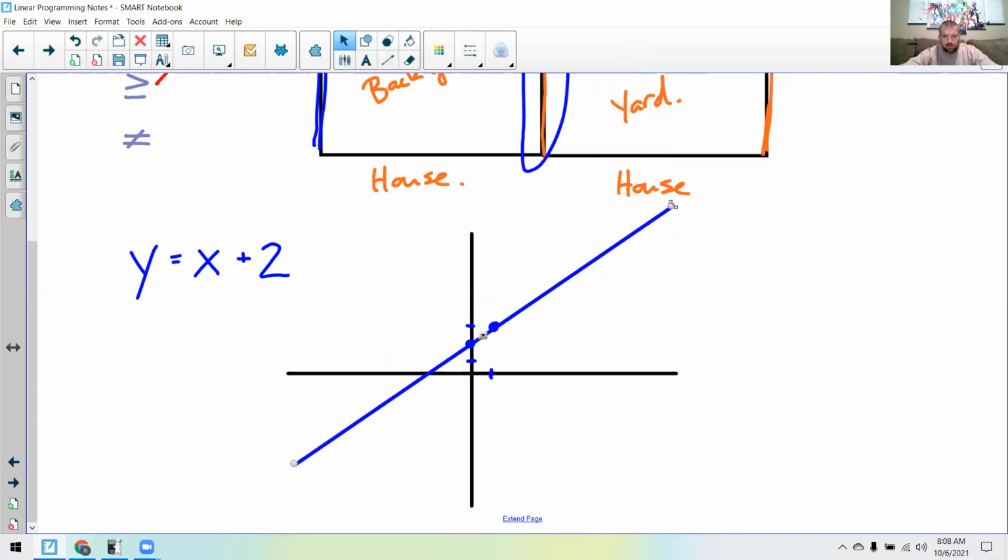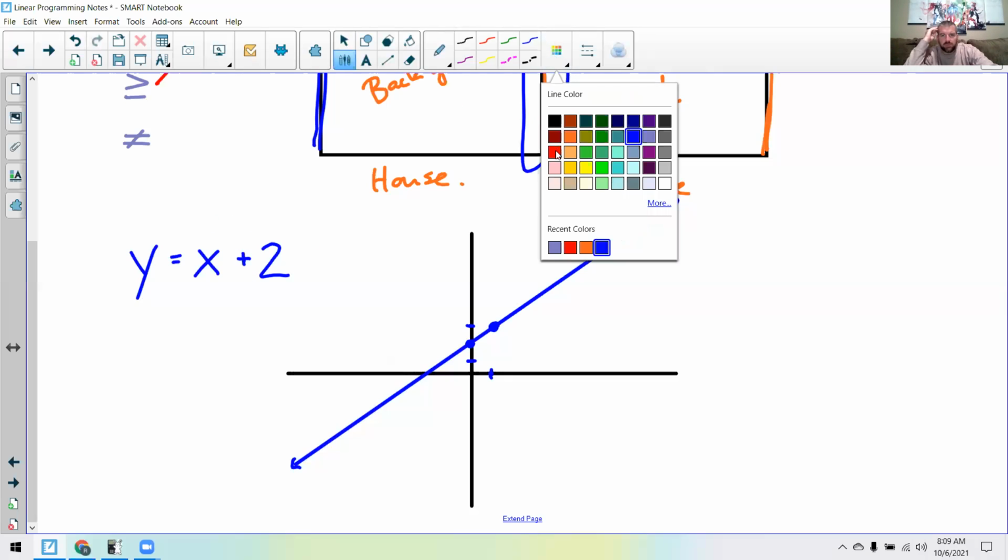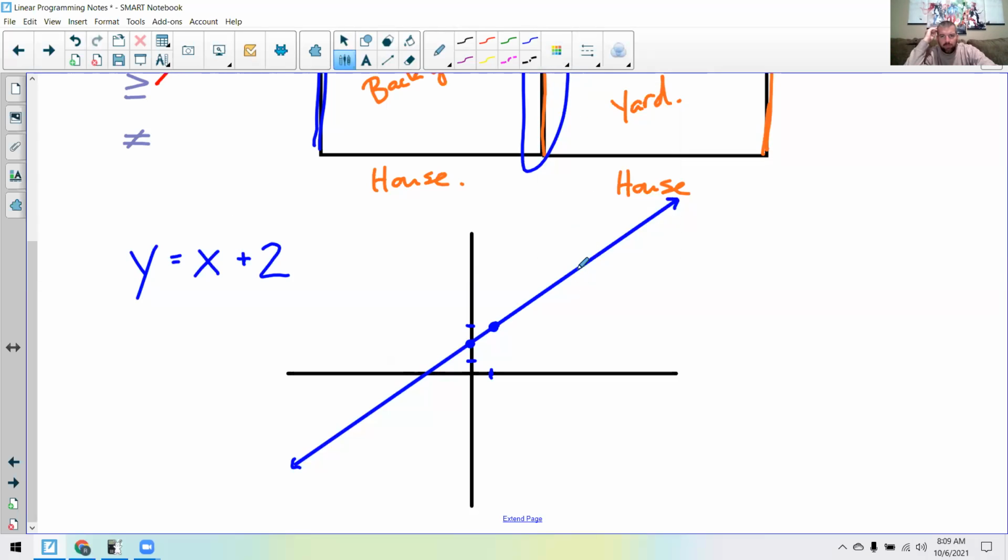So I told you before, maybe multiple times, that this graph represents every single XY combination that lets this equation be true. So in particular, if I want to talk about a specific point, I could say, all right, if I have the point here, let's say this is the point 5, 7. When x is 5, I get y is 7. So 5 plus 2. So that point falls on my graph.